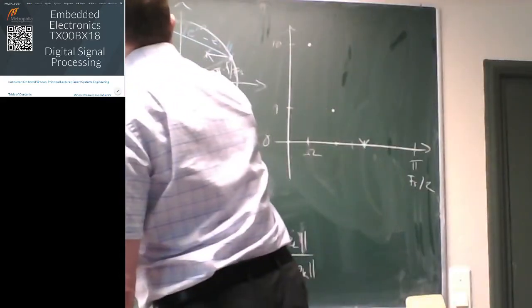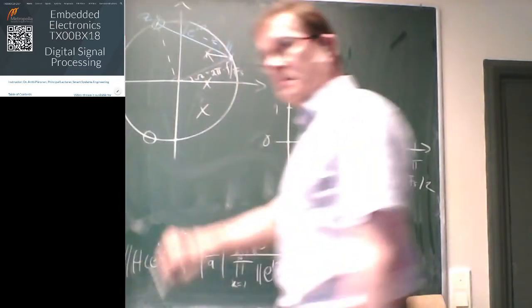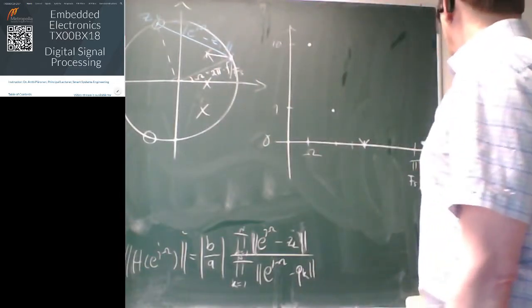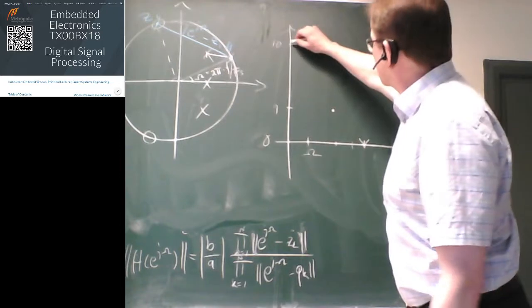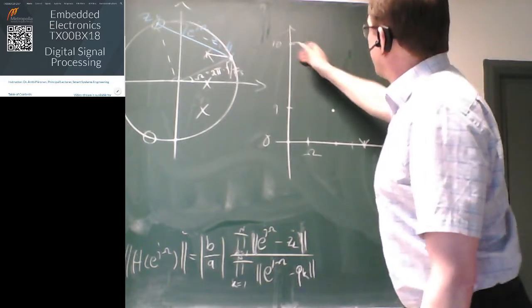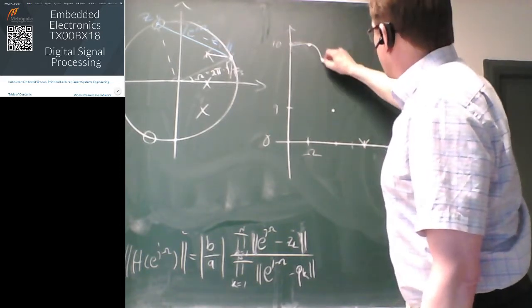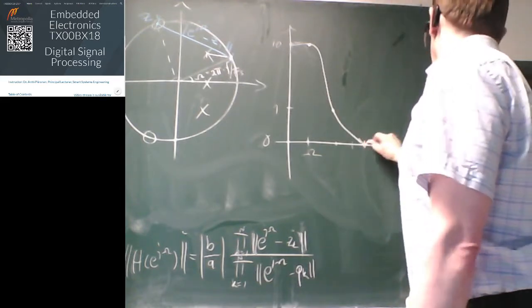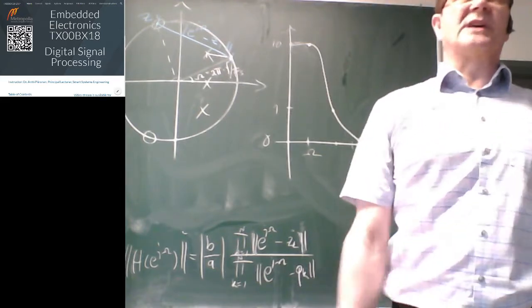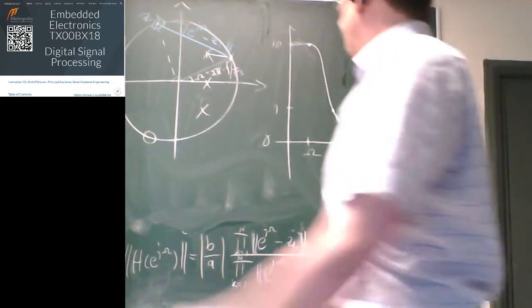And also here, which is a full angle of pi. So just sketching the amplitude response may look something like this, which is a low-pass filter.